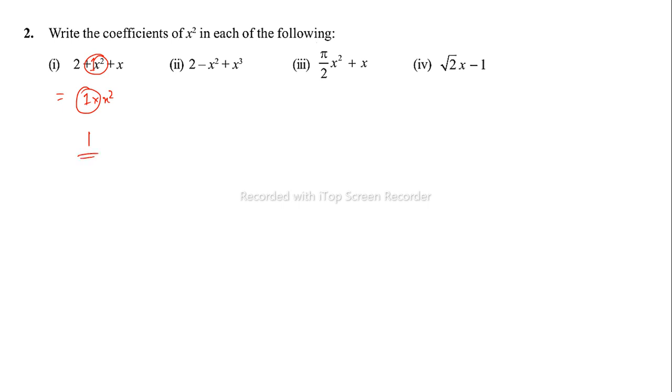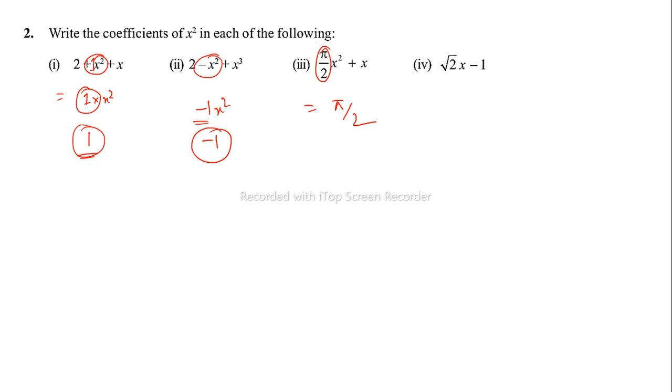Next, similarly, 2 minus x squared plus x cubed. Here the coefficient of x squared is minus 1, as minus x squared will be written as minus 1 x squared. So the coefficient of x squared is minus 1. Next, here the coefficient of x squared is pi by 2. The coefficient is pi by 2.